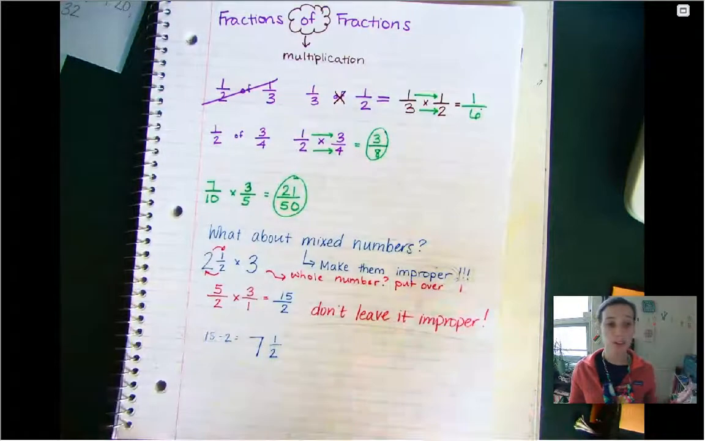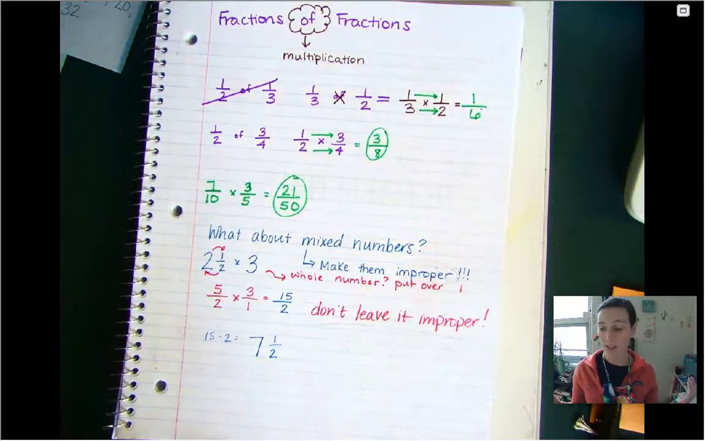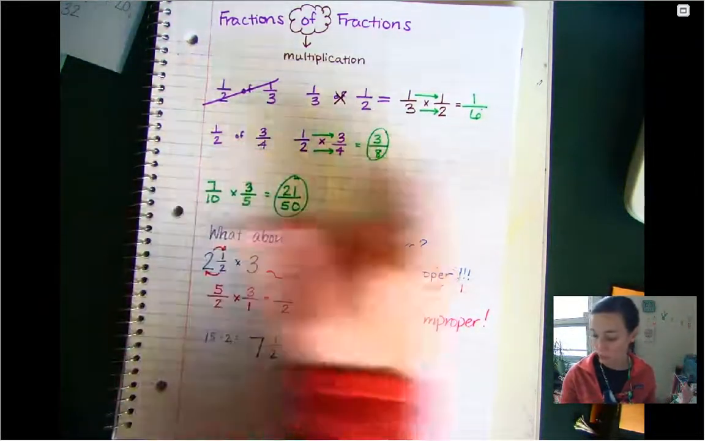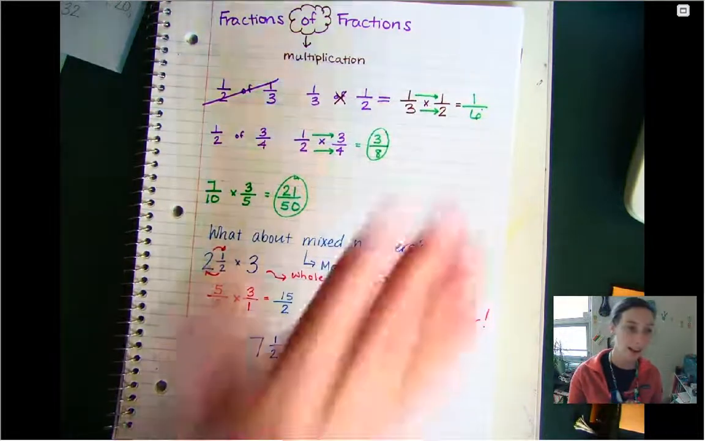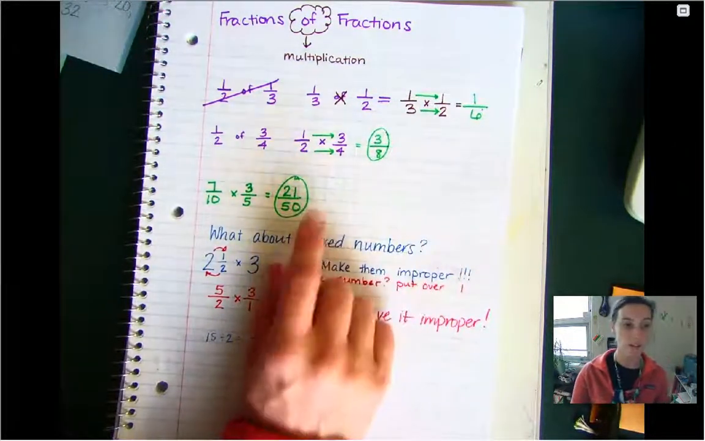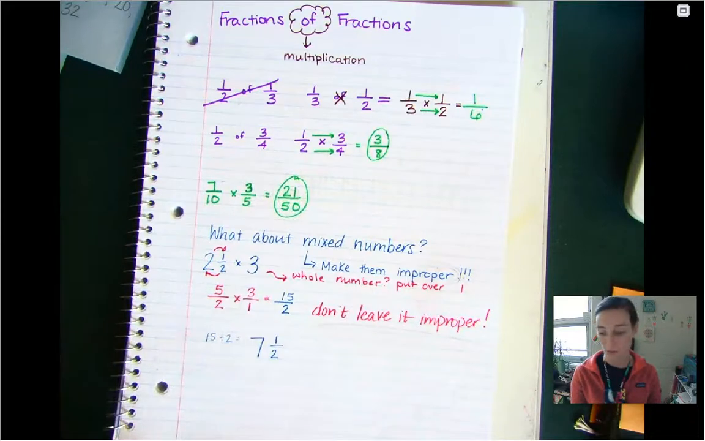And multiplying fractions, man, way easier than adding and subtracting them. I just multiply straight across the top, straight across the bottom, and that's my answer. I just have to check for common factors to make them into simplest form.